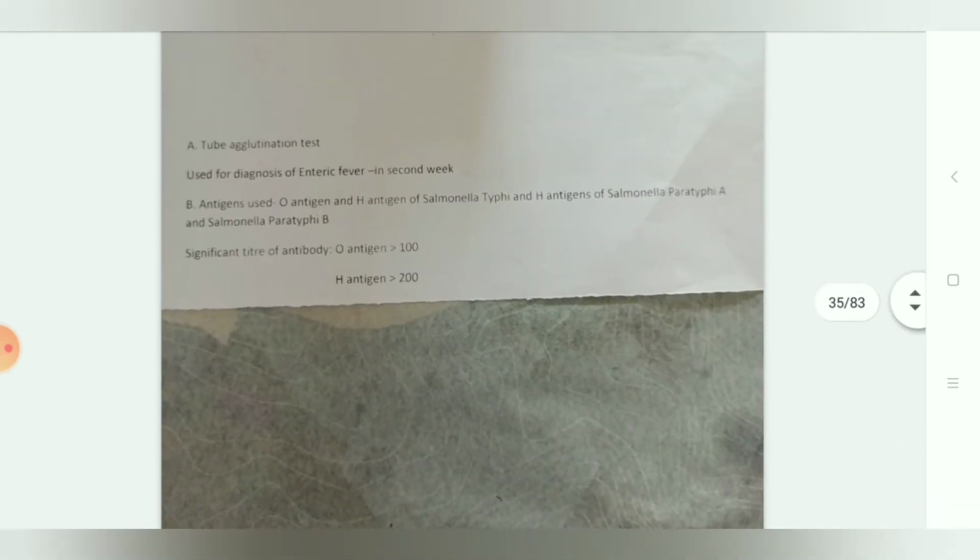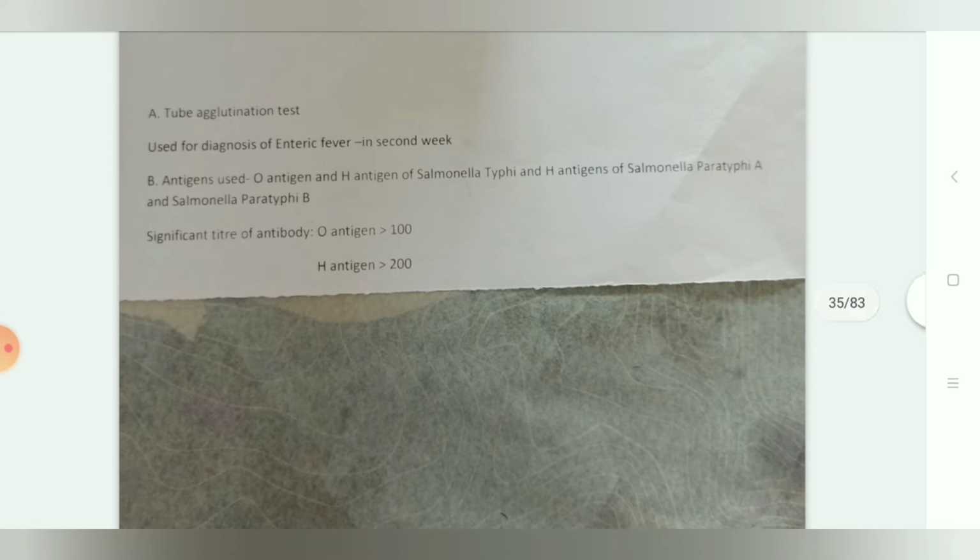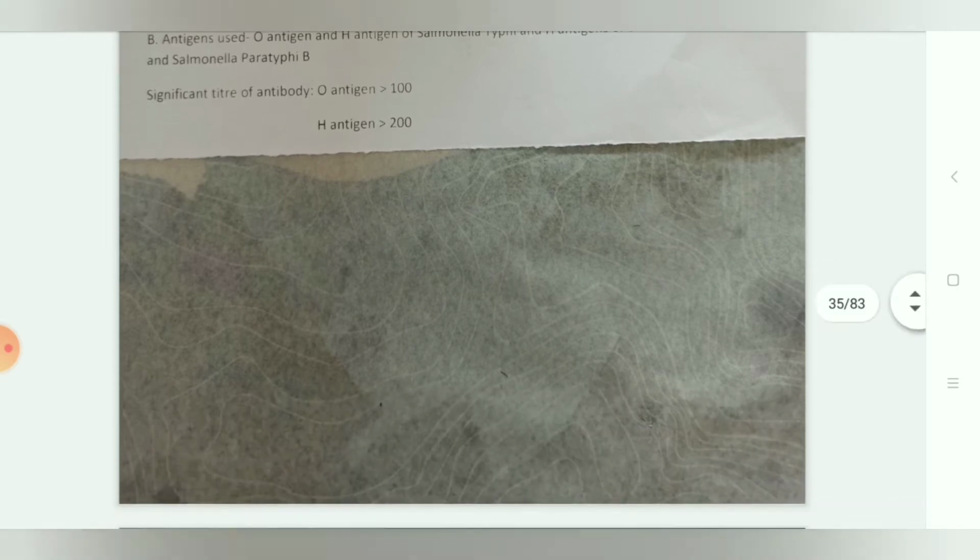As you can see here, enteric fever test, direct fever in second week. Antigen used is O and H, and the significant titer for O antigen is more than 100, and for H antigen more than 200.